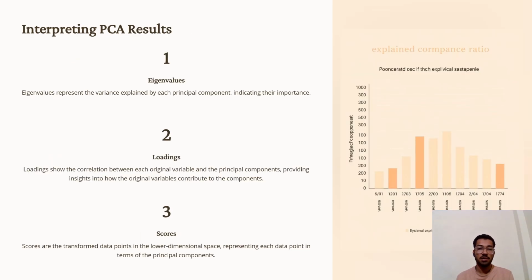So now we understand how we can interpret the PCA results. The first way is eigenvalues. Eigenvalues represent the variance explained by each principal component, indicating their importance. Then second is loadings. Loadings show the correlation between each original variable and the principal components, providing insights into how the original variables contribute to the components. Then third is scores. Scores are the transformed data points in the lower dimensional space, representing each data point in terms of the principal components.